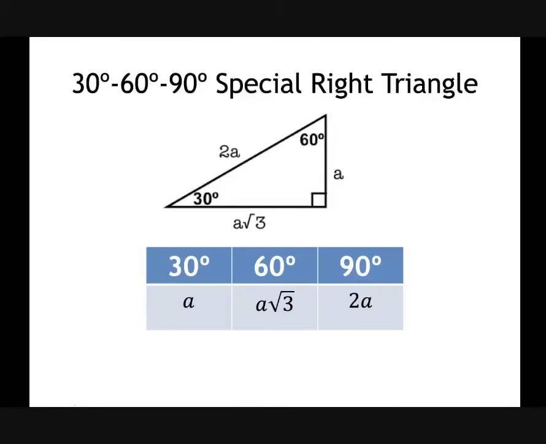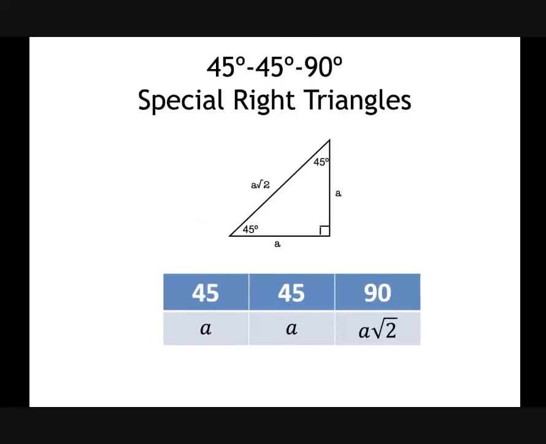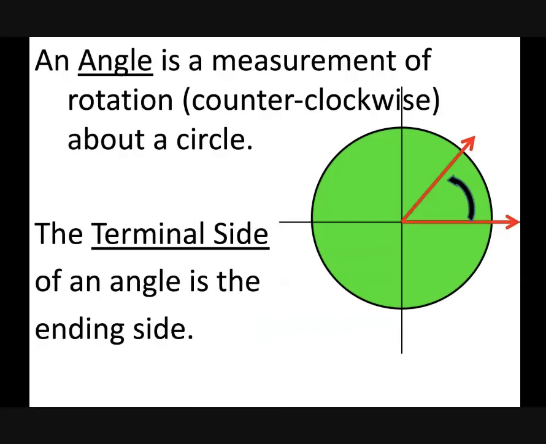So the ratio for the 30, 60, 90 triangle is as follows. If 30 degrees is A, 60 degrees is A times the square root of 3, and 90 is 2A. For the 45, 45, 90 special right triangle, if both sides are A, then the hypotenuse is A times the square root of 2. Now, an angle is a measurement. The angle is measured by rotation counterclockwise, and the terminal side is the ending side.